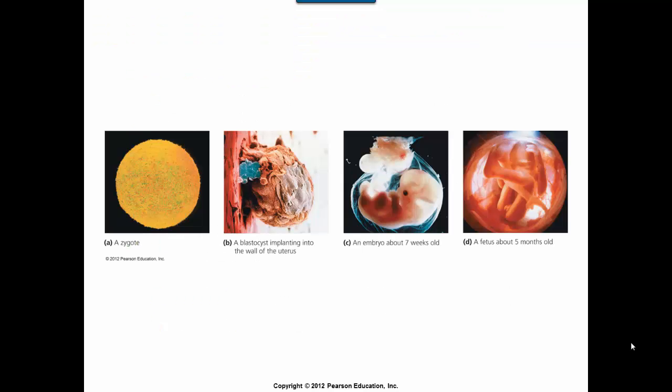These images show various stages of the prenatal period. The zygote is the fertilized egg. The blastocyst is implanting into the wall of the uterus. Both of these are in the pre-embryonic period. An embryo about 7 weeks old would be in the embryonic period. The fetus about 5 months of age would be in the fetal period.